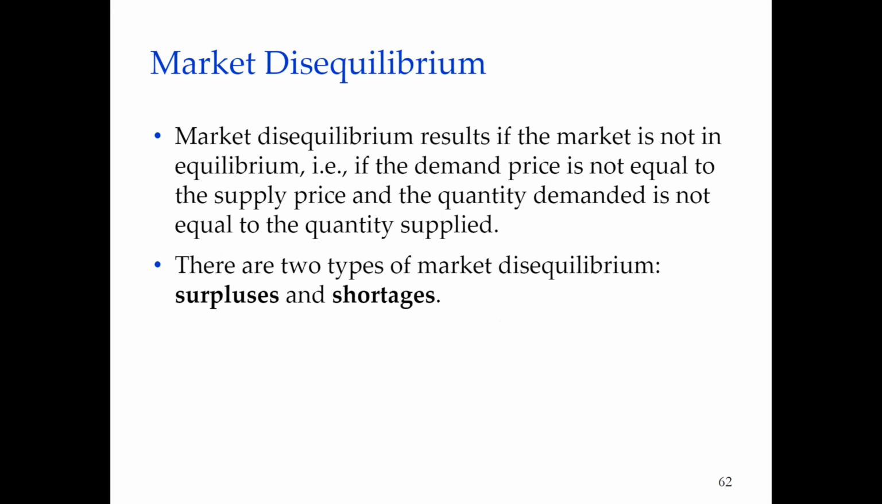Market disequilibrium results if the market is not in equilibrium. For example, if the demand price is not equal to the supply price and the quantity demanded is not equal to the quantity supplied, then there is market disequilibrium. There are two types of market disequilibrium. We have surpluses and shortages.